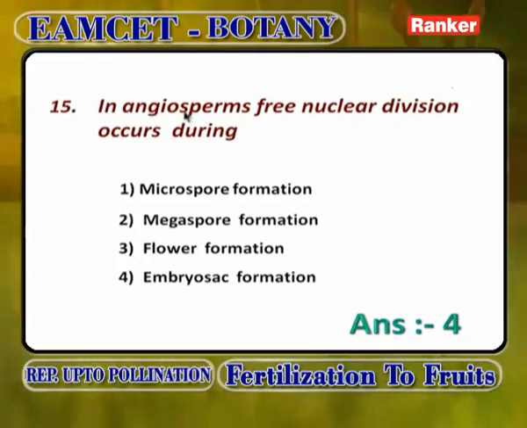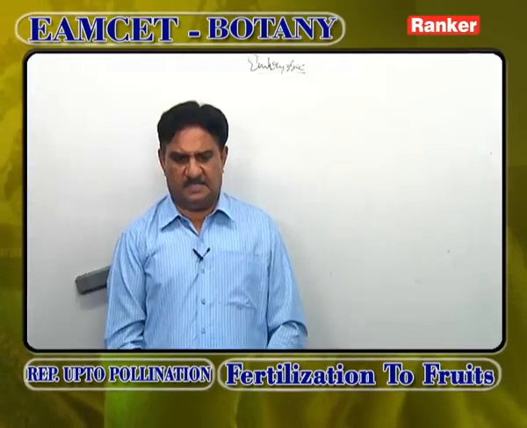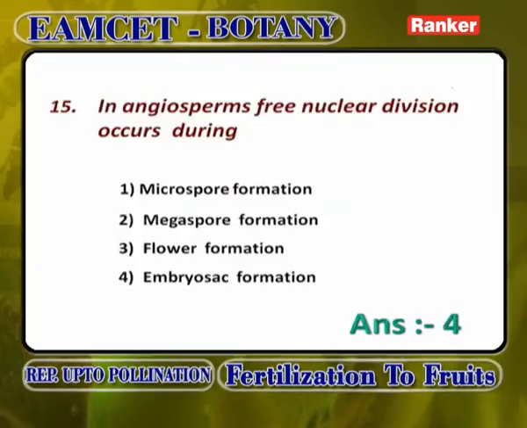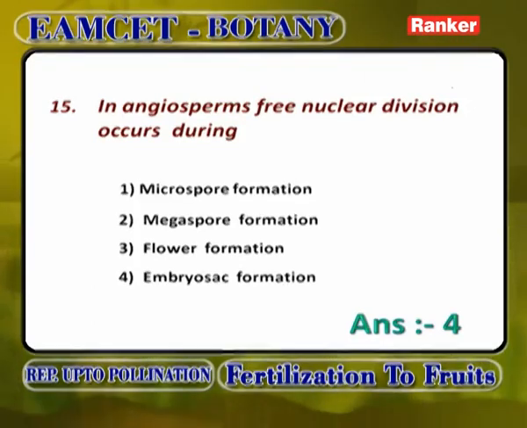Next, in angiosperms, free nuclear divisions occur during. Free nuclear divisions means only nuclei are formed, no question of cytoplasm division takes place. Microspore formation is not a free nuclear division. Megaspore formation is not a free nuclear division. Flower formation is absolutely not a free nuclear division. The only answer for this is embryo sac formation.